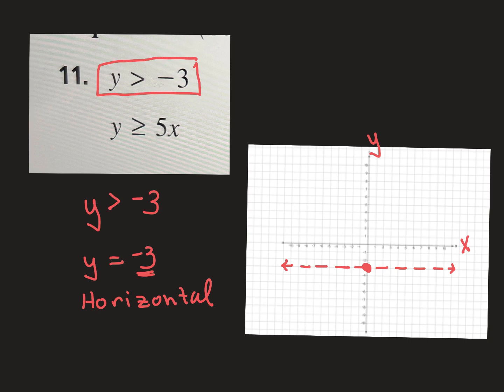So this is the line y equals -3. I always draw it and label it so I can keep track of what I'm doing. Notice I drew a dashed line there because at the end of the day, I'm not asked to just graph y equals -3. I'm asked to graph y is greater than.